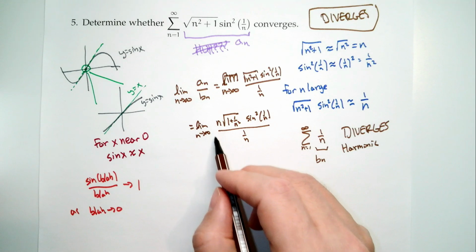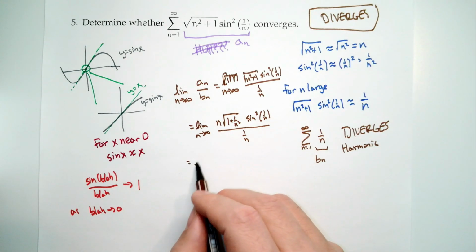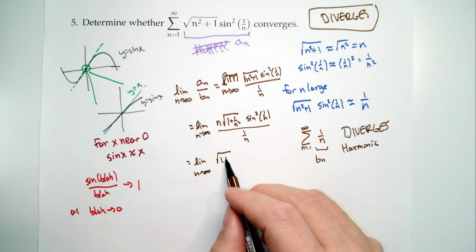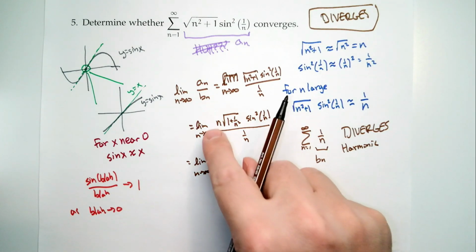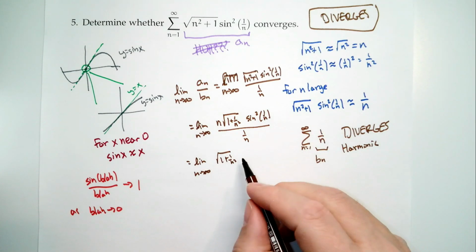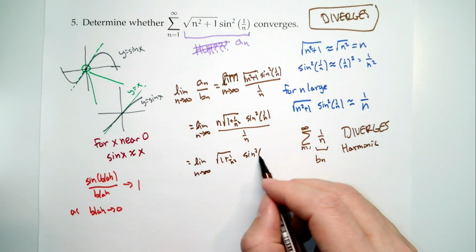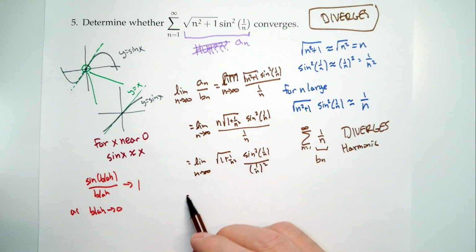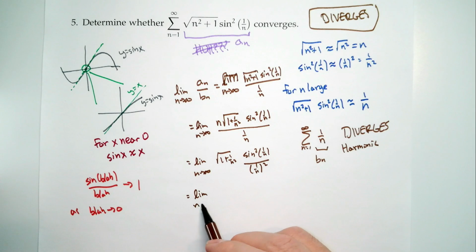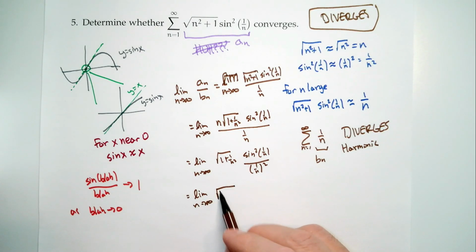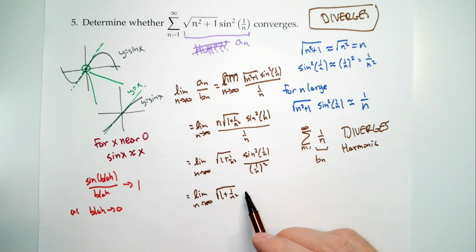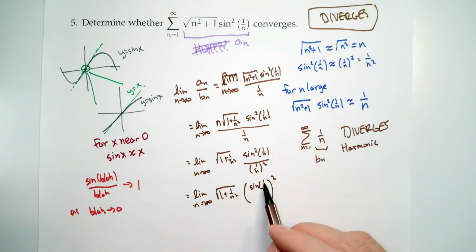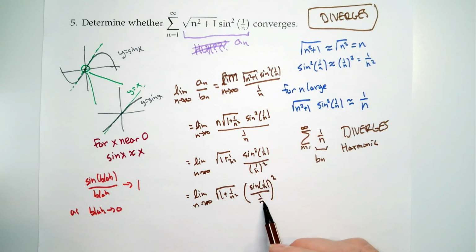Now this n goes down. And when it comes downstairs, it becomes downstairs as what? Well, as if it's n upstairs, to come downstairs, it'll have to flip over. So it's going to come down as a 1 over n squared. So we have the limit as n goes to infinity of square root 1 plus 1 over n squared. And then, since all these terms are squared here, sine of 1 over n divided by 1 over n.